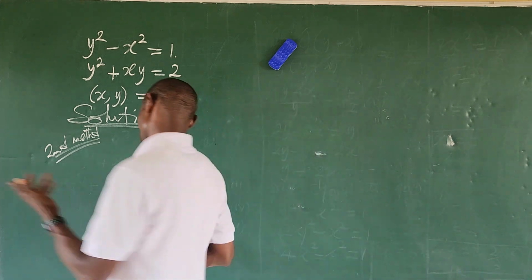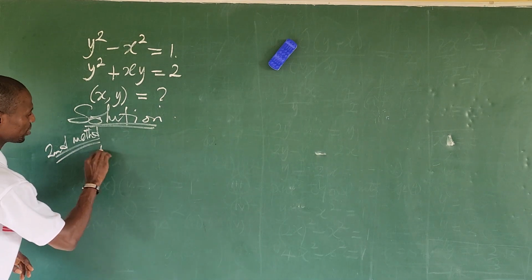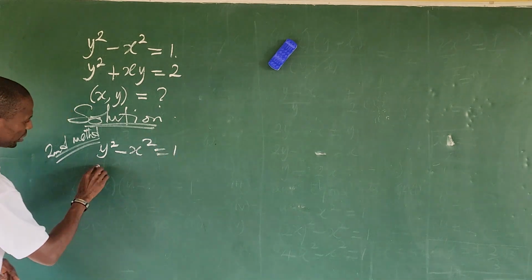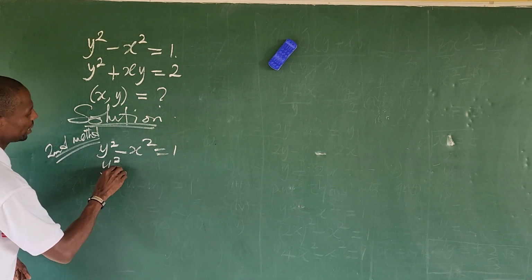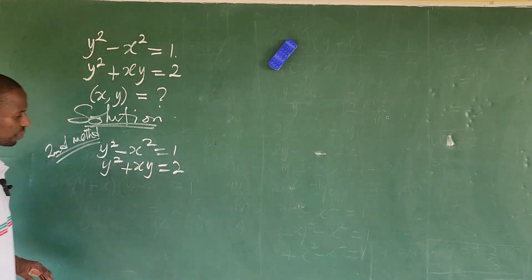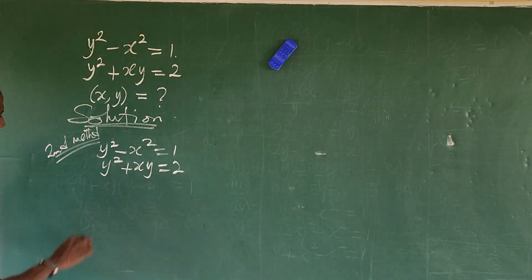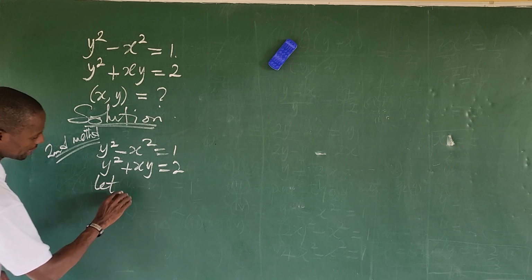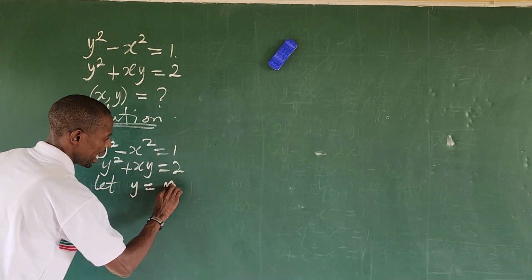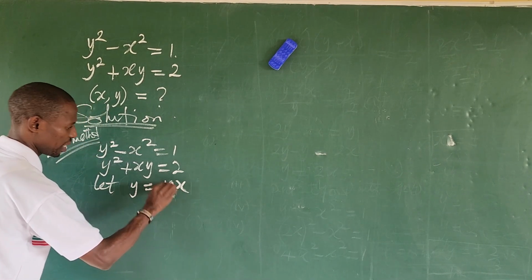All right, so let's go over to the second method, which I said is a bit unfamiliar to you. Although it might be familiar to you, but let's take the second method. Let's put our question again. So we have y squared minus x squared equal to 1, and we have here y squared plus xy equal to 2. Now look at the crazy thing we want to do here. At this point, I want to say let y be equal to mx. Okay, let y be equal to mx.